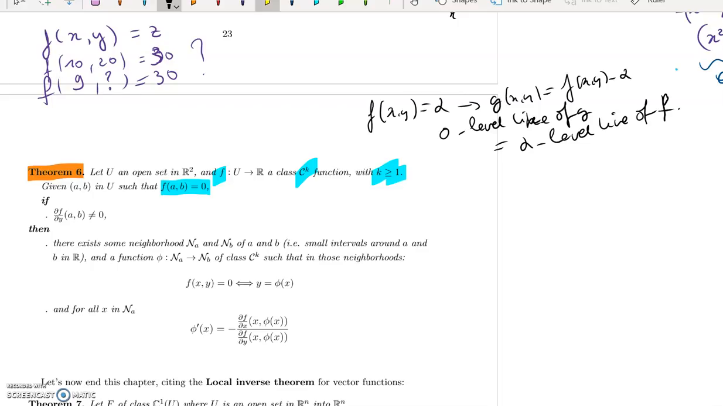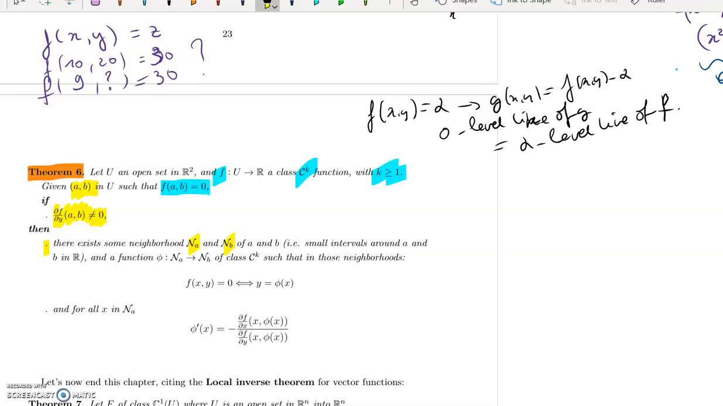So let's say you have one set of data a, b such that f of a, b is equal to 0. We have one hypothesis to check, and that's this one: the derivative in y of your function at point a, b is not equal to 0. We will see why this is important, for several reasons. Then what can we conclude? We can find some neighborhoods N_A and N_B around a and b.